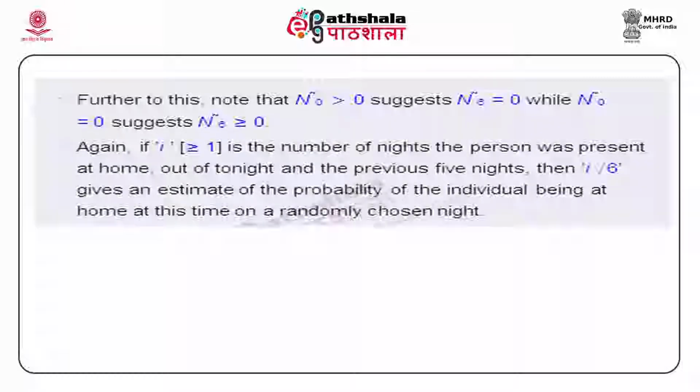Again, if i is the number of nights the person was present at home out of tonight and the previous 5 nights, i by 6 is an estimate of the probability of the individual being at home at this time on a randomly chosen night. Let us see. Let us look at the class of people who say that yes, I am present on i nights. Out of 6, I am present on i nights. Then on a randomly chosen night, the chance that the person will be available is i over 6. You can see the inclusion probability of the individual.